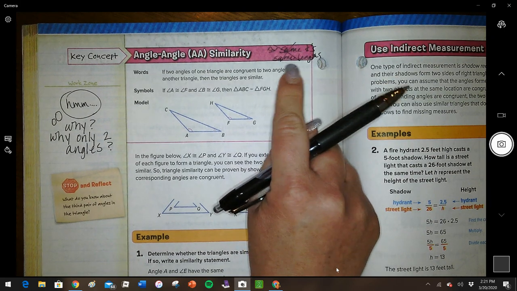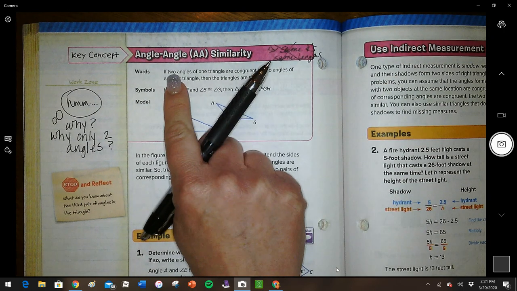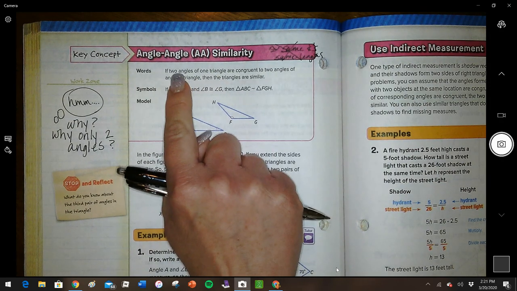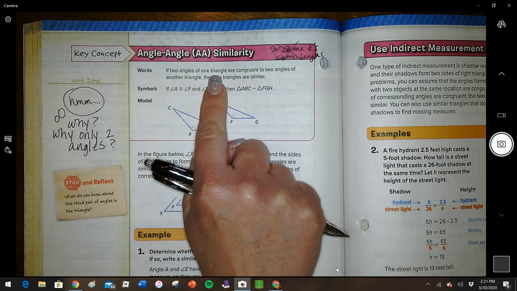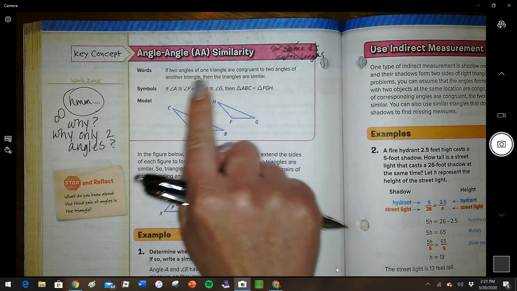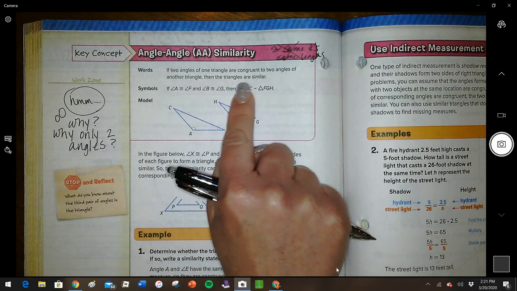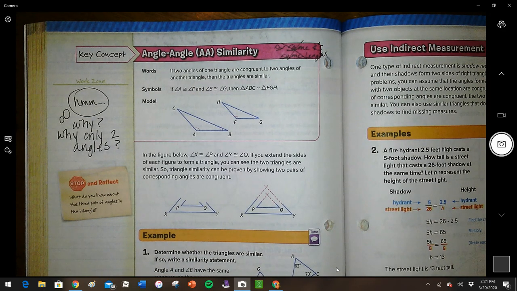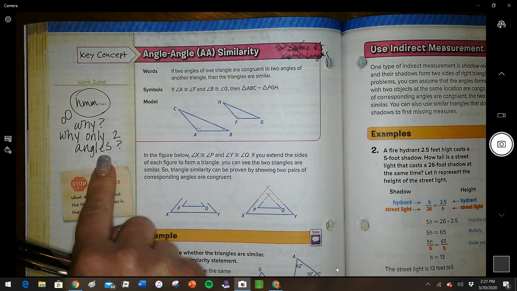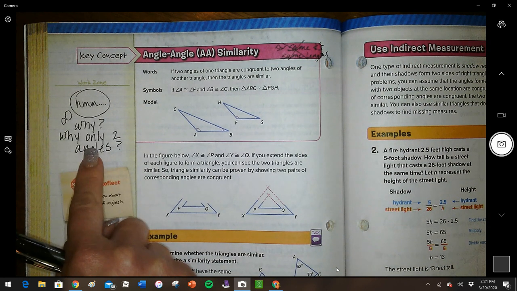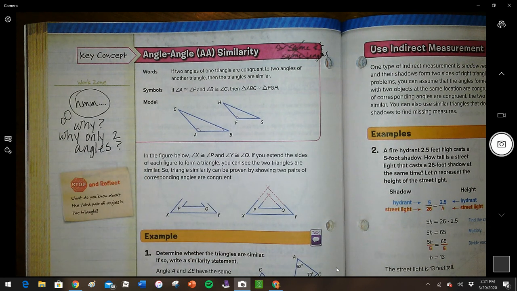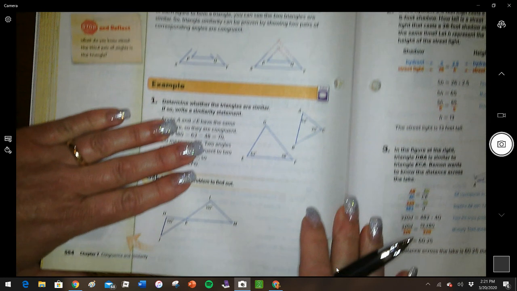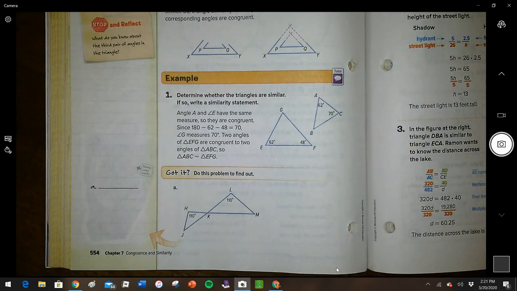So it's not congruent, it's definitely similar, but I'm a little concerned about this two angles thing. If two angles of one are congruent to two angles of another, then they're similar. Well, why only two angles? Aren't there three in a triangle? So why are we only talking about two? I definitely want you to be thinking about this as we go through the next couple of problems. We're going to take a look at example number 1, and there's a couple of really cool things that we're going to do, okay?